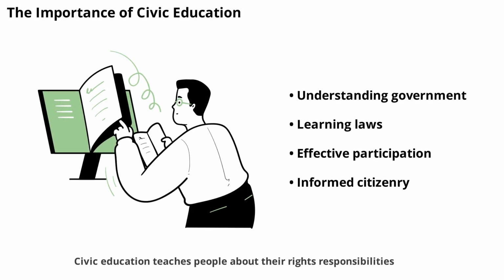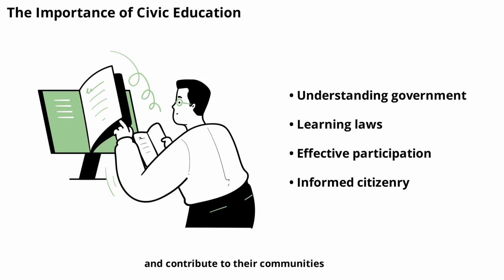Civic education teaches people about their rights, responsibilities, and the workings of civic systems. It helps individuals understand how government functions, how laws are made, and how to participate effectively. Civic education is often taught in schools, but it can also happen through community programs and public campaigns. An informed citizenry is essential for a healthy democracy and effective civic system. By learning about civic systems, people are better equipped to make decisions, solve problems, and contribute to their communities.